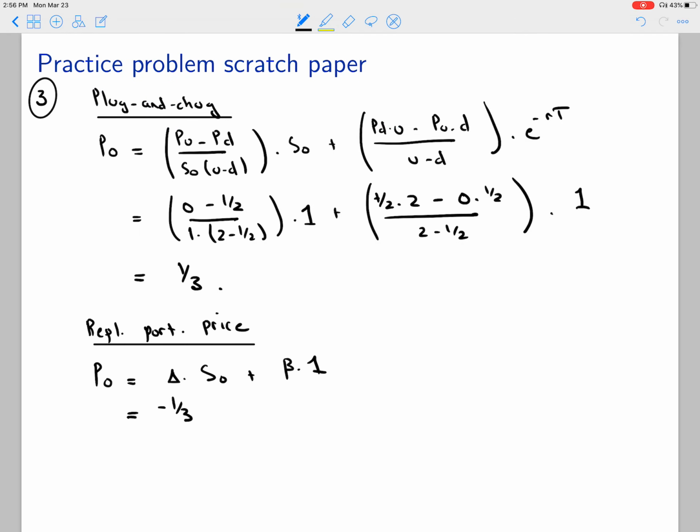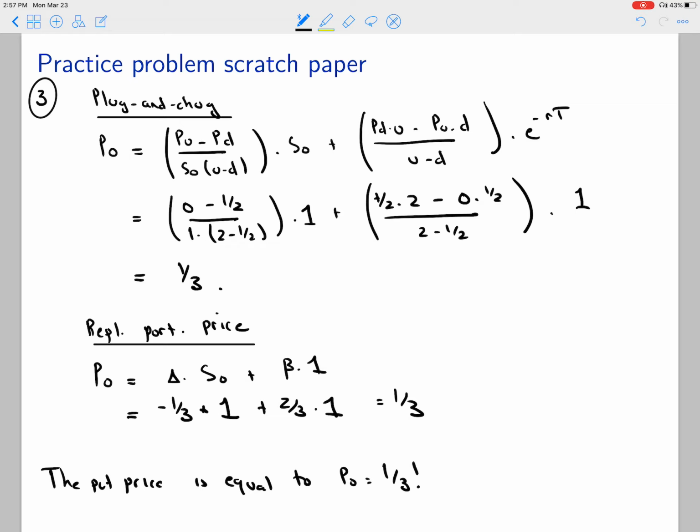Delta is equal to negative 1/3. This is personally my preferred method for doing this. Times the stock price of S0 is 1, plus beta, which is going to be 2/3, times 1. Add this up, it's minus 1/3 plus 2/3, it's equal to 1/3. So the put price is P0 equal to 1/3.